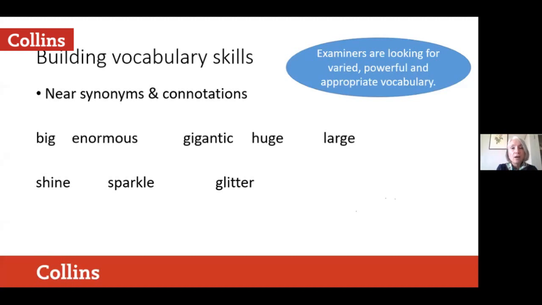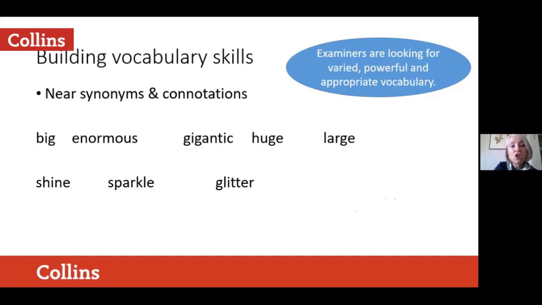Big and large are fairly neutral. They basically just mean fairly sizable. Huge is slightly more emphatic. If something is huge, you're emphasizing the size more. And then enormous is further emphasized. And if it's gigantic, then it's probably bigger than you ever imagined anything ever could be.